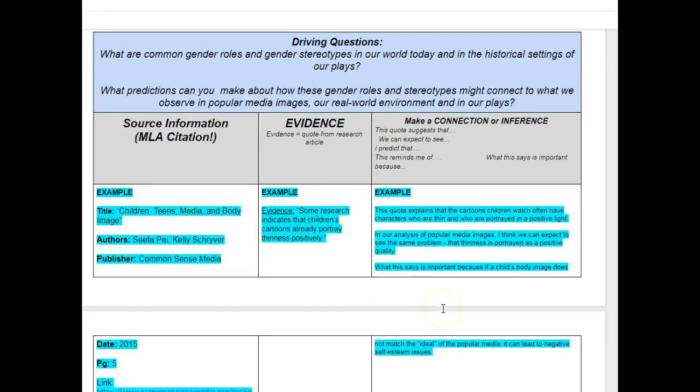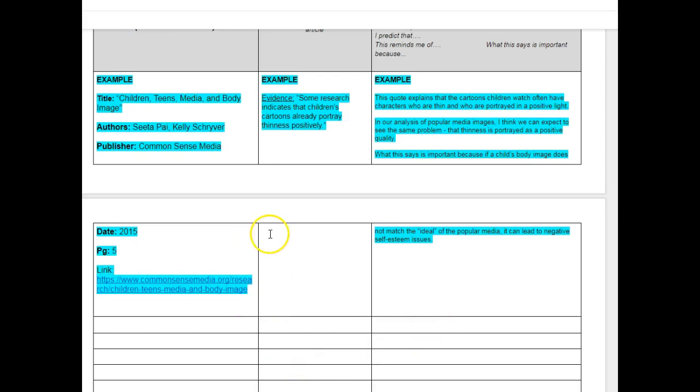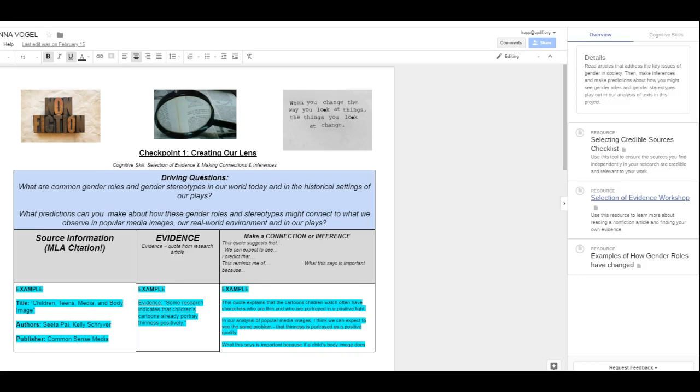If we scroll down here, they've given us an example that they found an article about children, teens, media, and body image, and they quote, right? That is their evidence. And then they said what this reminds them of, or what it's like. And they did a citation of what was the title, who wrote it, where it was published, what the date was, and a link. But where do you find topics to research? How do you find this?